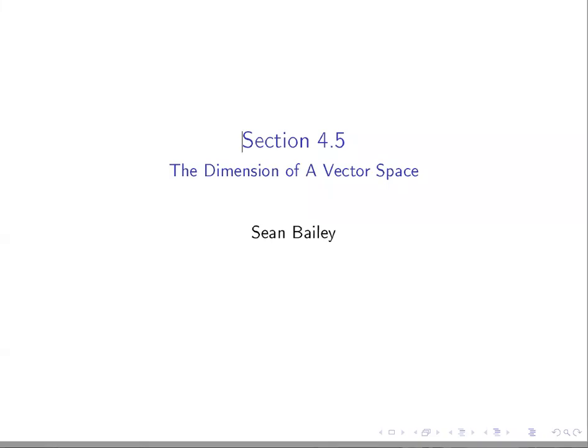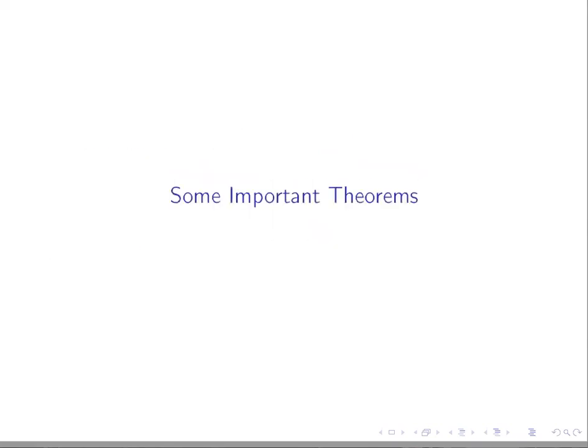Welcome to section 4.5. We're going to continue talking about vector spaces by adding a little detail, and that's what's known as the dimension of a vector space. This is actually one of the reasons that we wanted to find the basis in our previous section. So I'm going to mention some important theorems, then I'm going to get to the dimension.